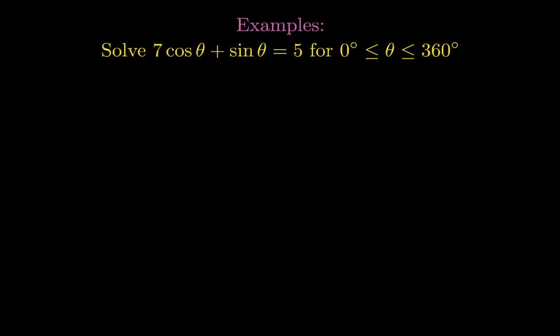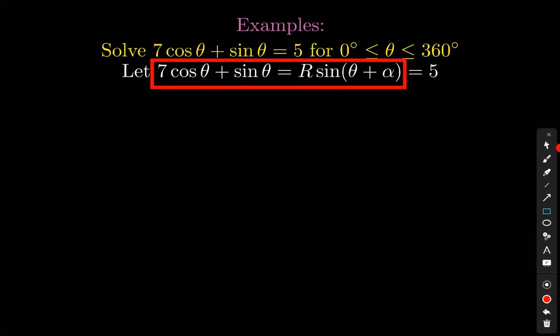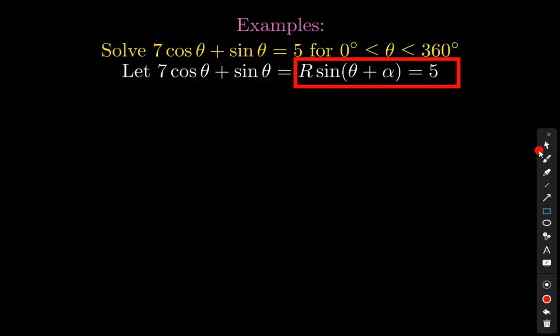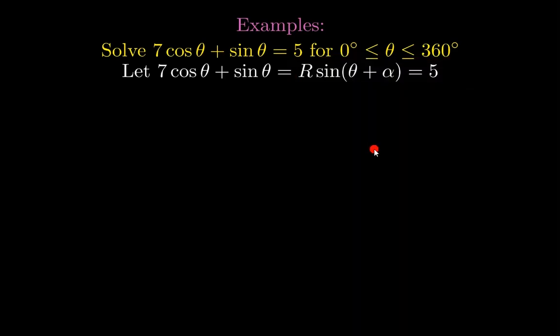This example is telling us to solve 7 cos theta plus sin theta equal to 5 for values of theta from 0 to 360 degrees. Now what we are going to do, let's do this. We shall let 7 cos theta plus sin theta equal r sin(theta plus alpha). We are first of all going to work on that part, then we work on that part. From the first part, we are going to get the value of r and the value of alpha. Let us expand r sin(theta plus alpha).